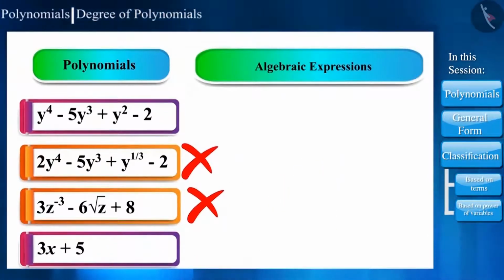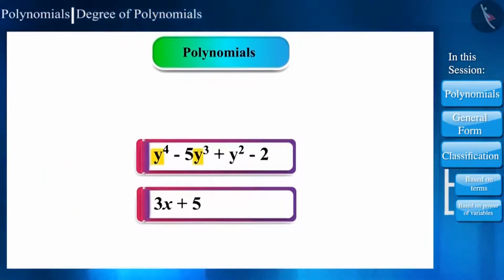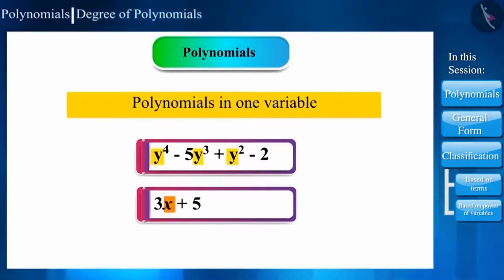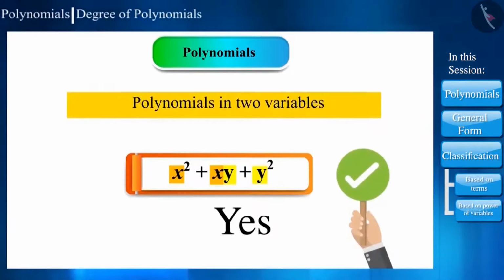Friends, in the given examples, polynomials are in one variable only, and such polynomials are called polynomials in one variable. Can a polynomial be in the form of two or more variables? Yes, but we will learn those polynomials in higher classes.